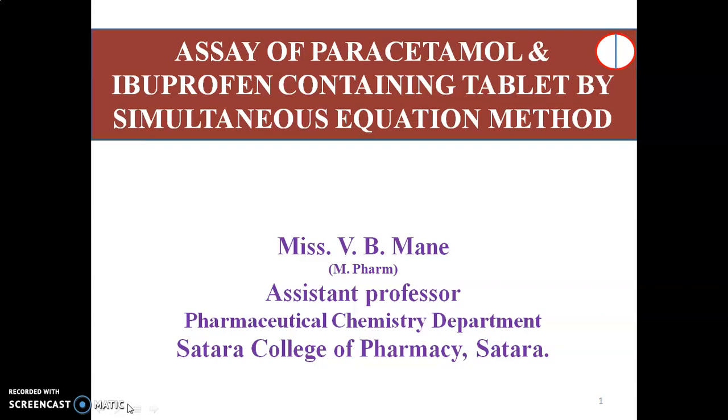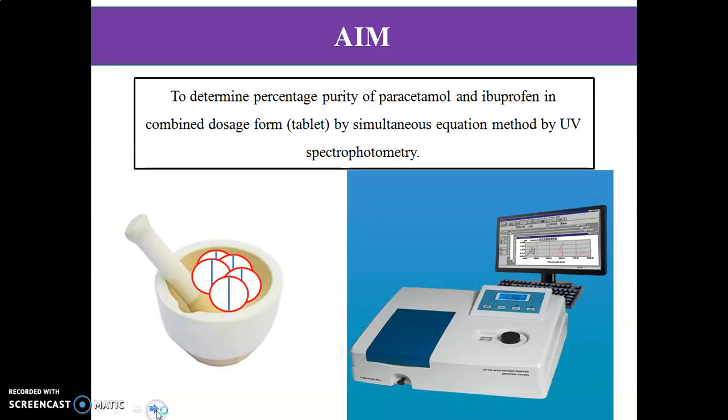In this video, we are going to see how to perform assay of paracetamol and ibuprofen containing tablet by simultaneous equation method. So the aim of the experiment is to determine percentage purity of paracetamol and ibuprofen in a combined dosage form, that is in a tablet, by simultaneous equation method by UV spectrophotometry.